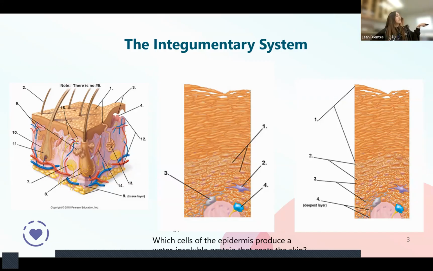Number 6. Oh, can you see that? Are these little extensions? Anybody know what those are? Sebaceous oil glands. Oh, I should probably be pointing up here. Hello. Can you all see that? Oh yeah, I can see my mouse.